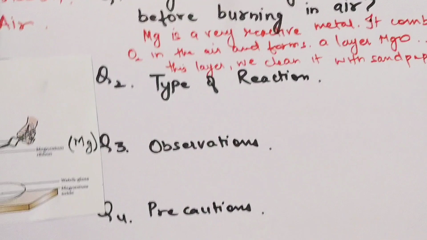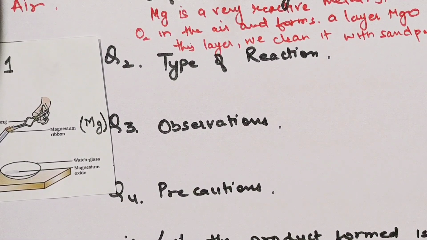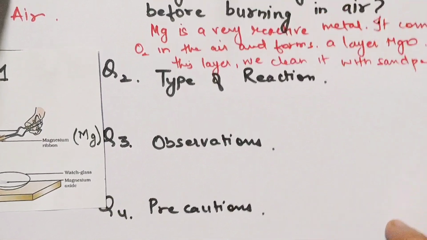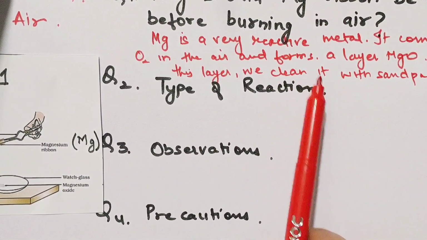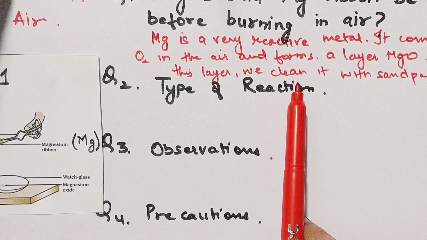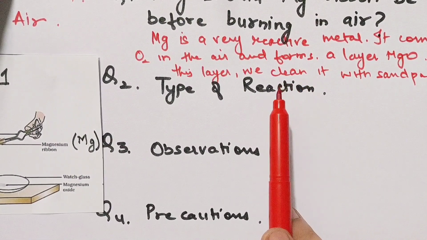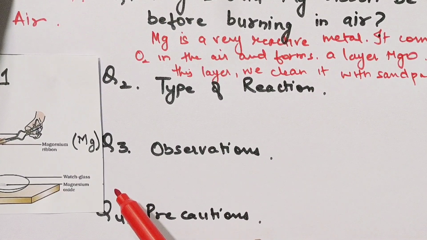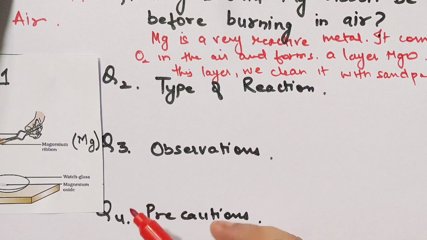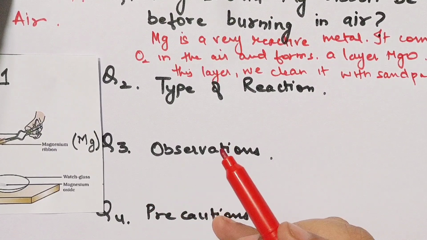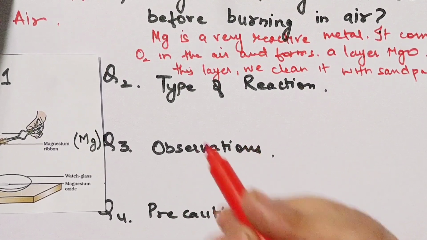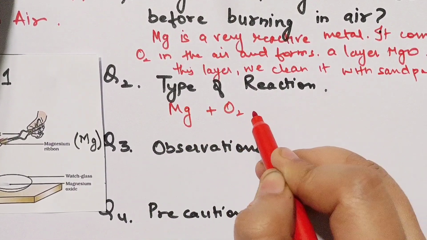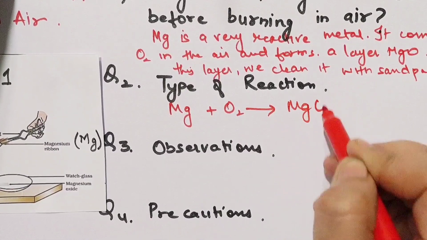Okay. Next is type of reaction. Now let's see what's happening in this reaction. In this reaction, actually the same reaction is happening, which takes place at a very slow rate at the room temperature. But when you give it a high temperature like we did by introducing it into the flame, the reaction takes place at a much faster speed. But nevertheless, it's the same reaction. So here, magnesium combines with oxygen in the air to form magnesium oxide.